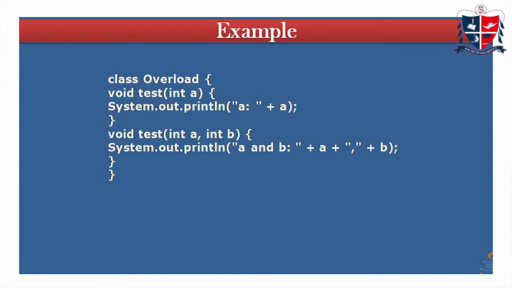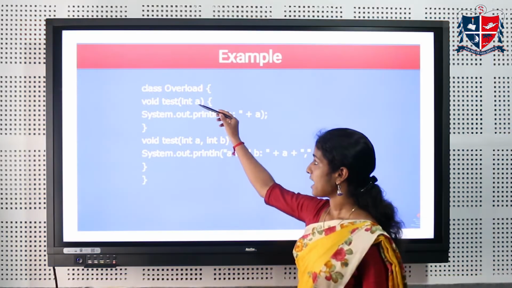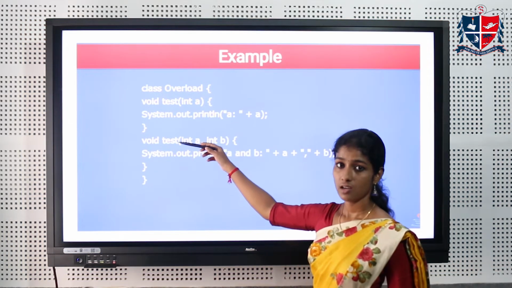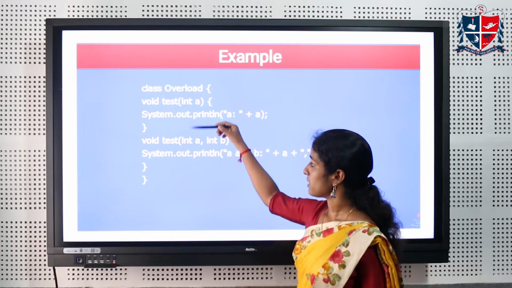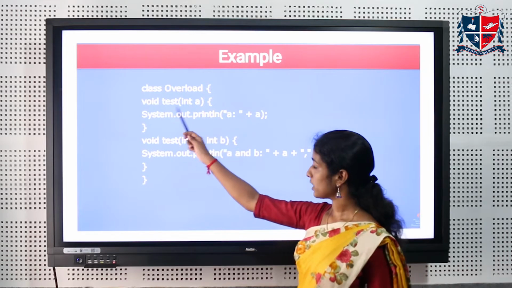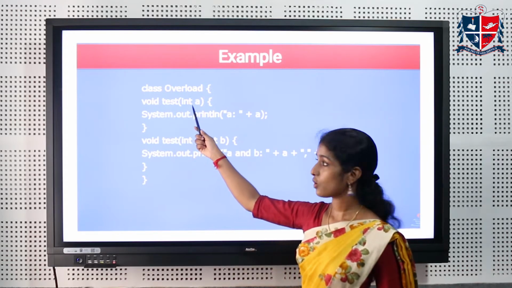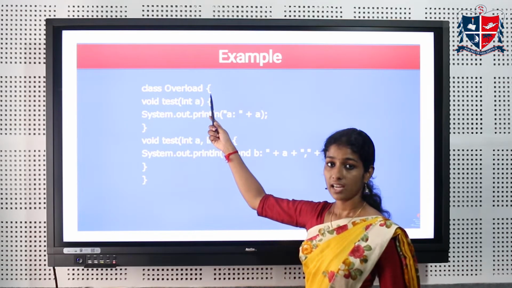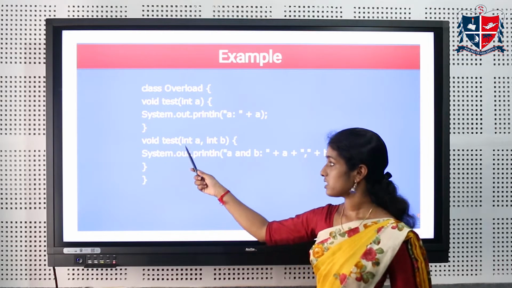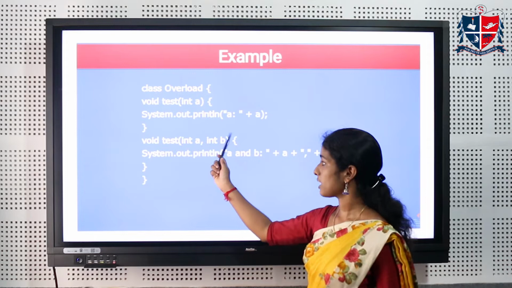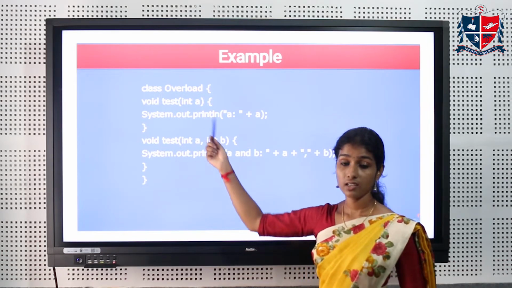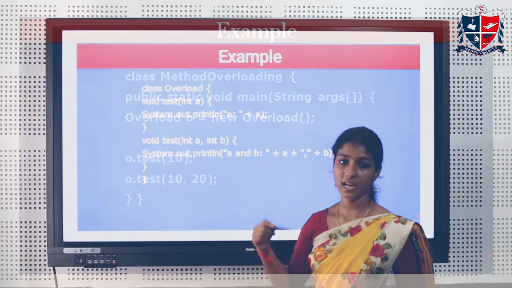So here I have created a class overload, and inside this class I have created two methods with the same name test. So here you can see both the methods have different numbers of parameters. In the first method I have created only one parameter, which is a, of type integer, and in the second method I have created two parameters of type integer. So here they differ in the number of parameters.